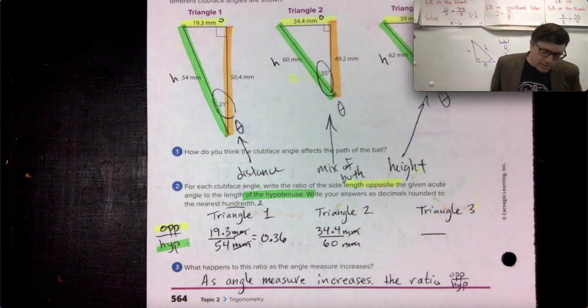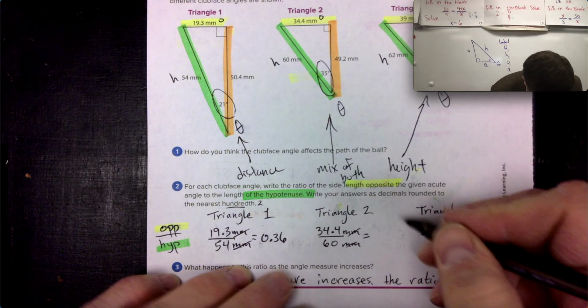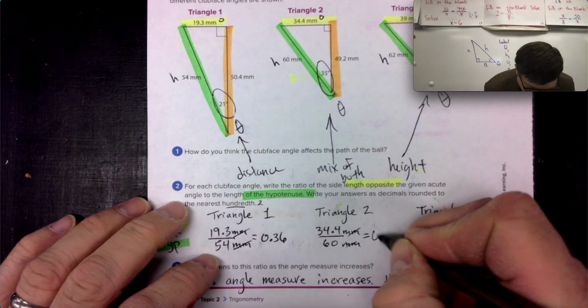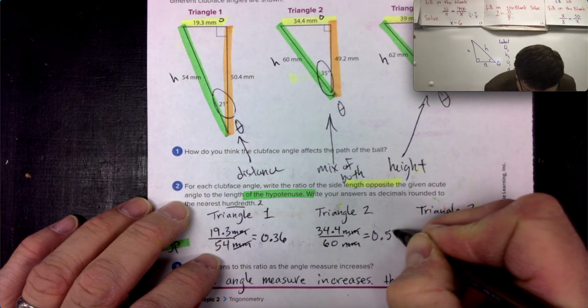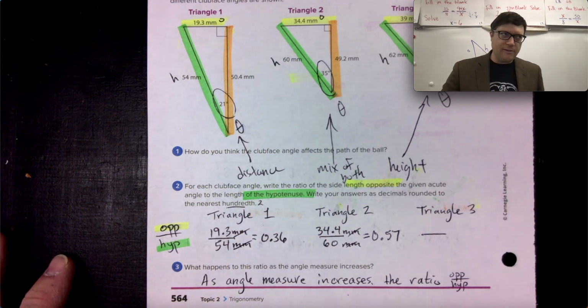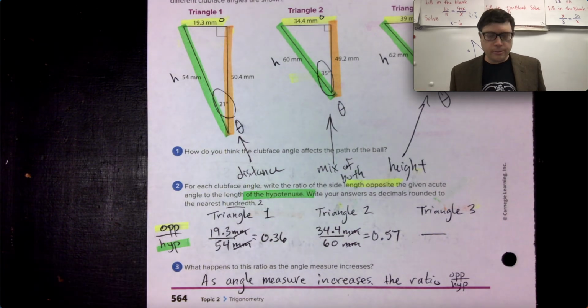Okay, hey Siri, what's 34.4 divided by 60? 34.4 divided by 60 is approximately 0.573. And then the 3 tells the 7 to stay where it's at, because the 3 is not 5 or greater.